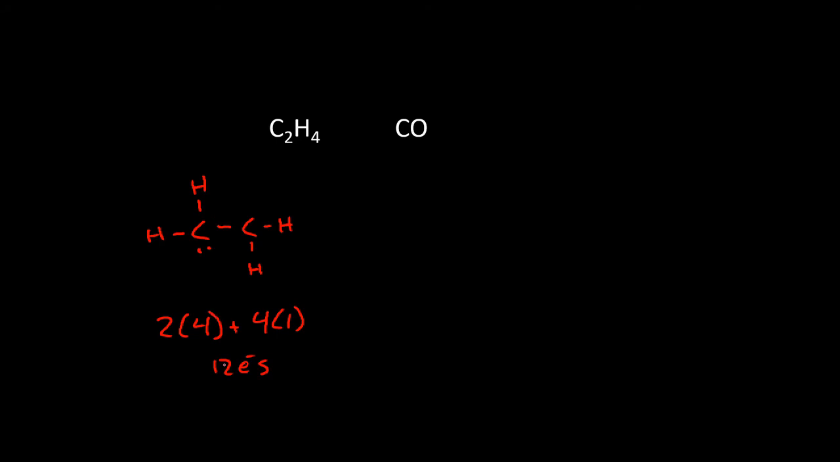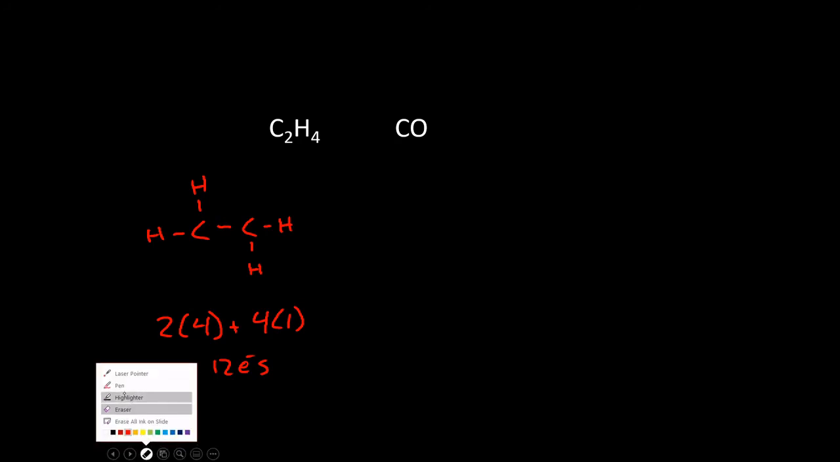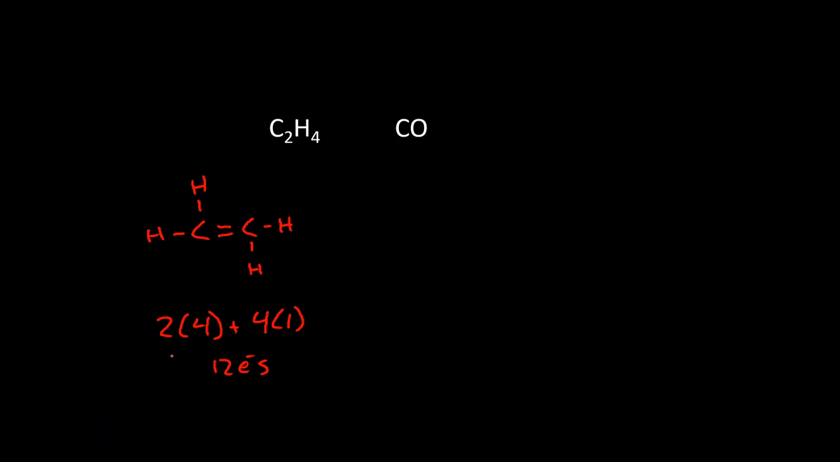Does everything that wants an octet have one? No. The carbon here does, but this one does not. So what we're going to do is take that lone pair and move it into a double bond. So we're going to create a bond between the 2 carbons instead of just being a lone pair on one of them. And now they both get to claim that pair of electrons in the bond, and so now they are happy. We have a happy little molecule.